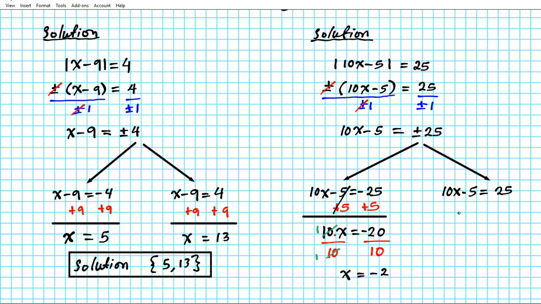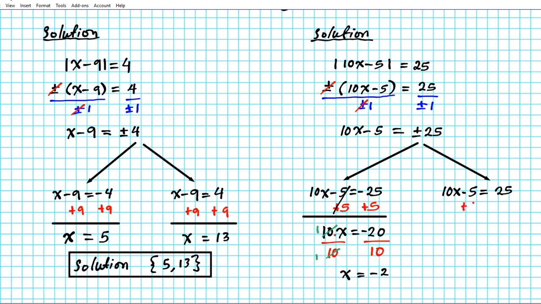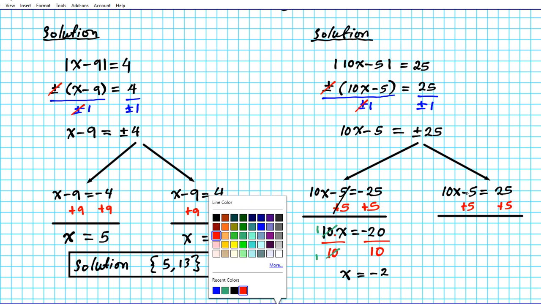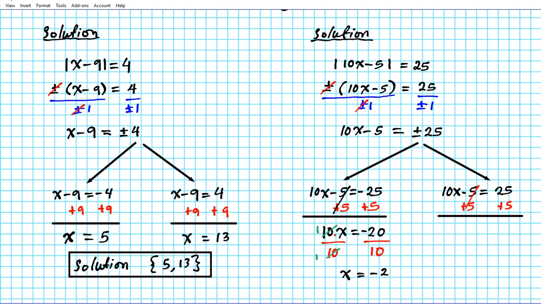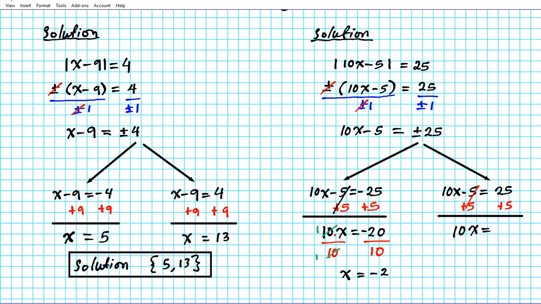Same procedure will apply to the second equation. To get x by itself, we're going to add 5 to both sides and then divide by 10. Let's do it. First add 5 to both sides to get rid of this negative 5 on the left side of the equation. And then these two, minus 5 plus 5, add up to 0. And then we're left with 10x equals 25 plus 5 is 30.